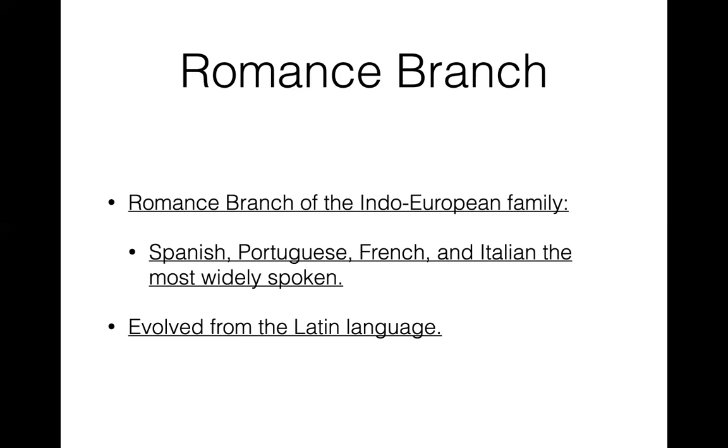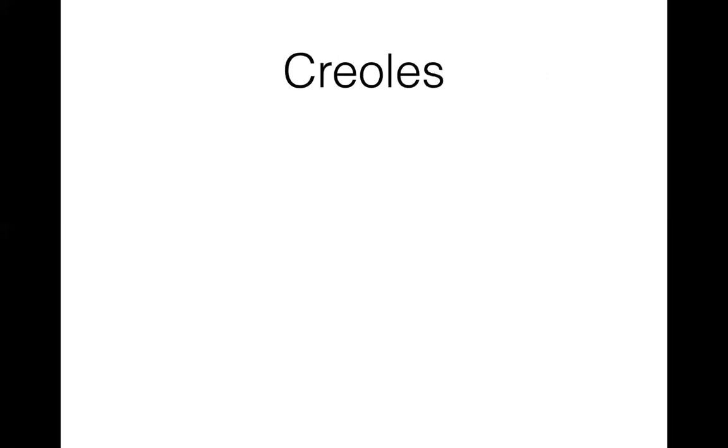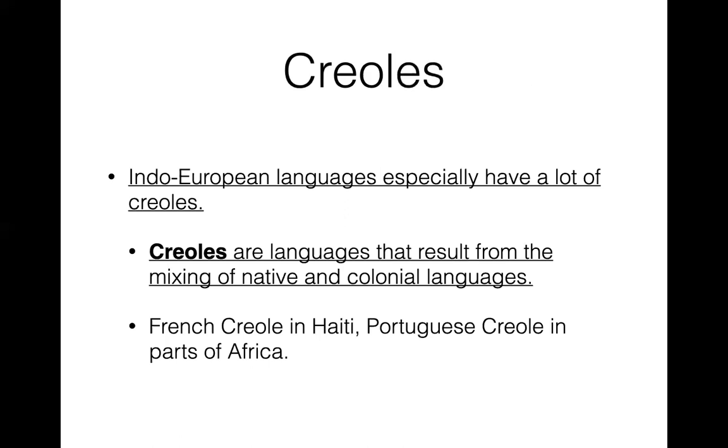All right, move into the next slide. Now, there's something really interesting that happens with languages. A lot of times, Indo-European languages especially have it mixed with other languages. So they create something called a Creole. A Creole is basically a language, usually a colonizing language, that mixes with a native language.